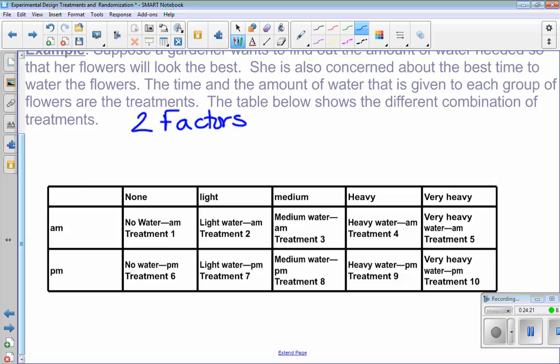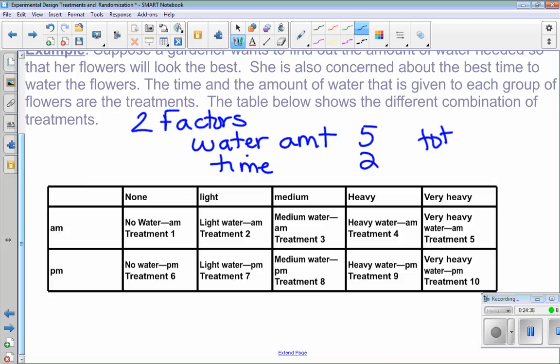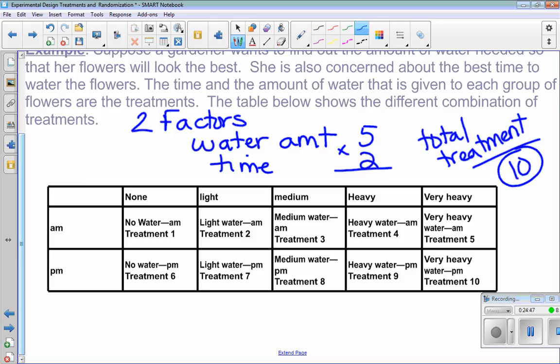Water amount, and time. How many different water amounts do I have? 5. How many different times do I have? 2. How many total treatment groups do I have? How did I get that if I didn't look at the chart? I multiply the 2 numbers. You can do that? See, it's math. I just showed you. 5 times 2.